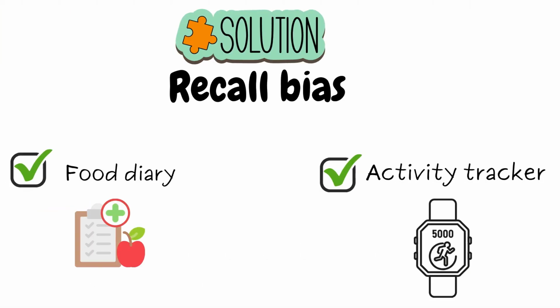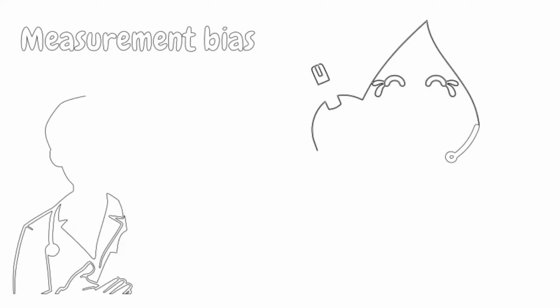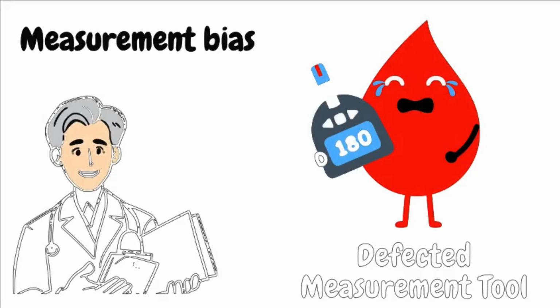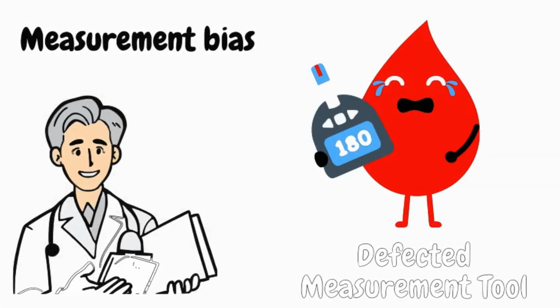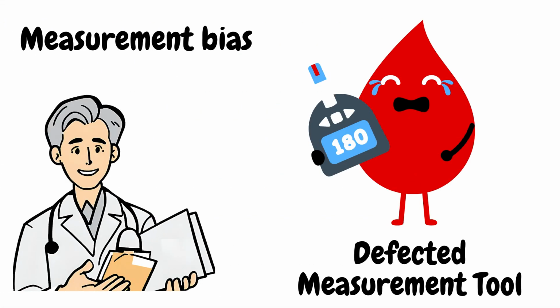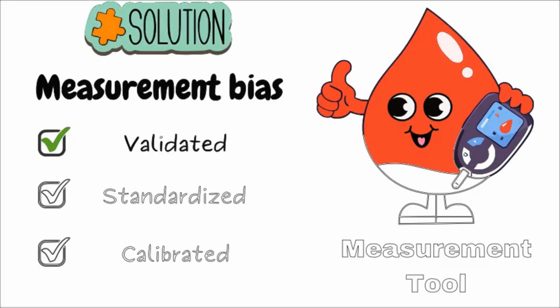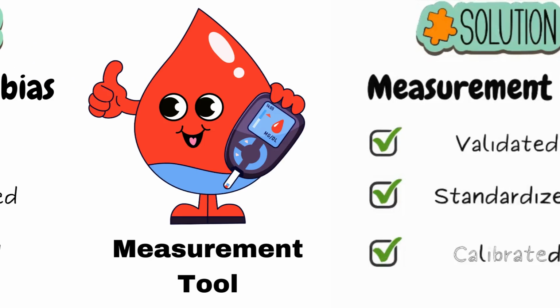Dr. Alex also measures blood sugar levels, but there's an issue. The glucometer he's using gives slightly incorrect readings. This is measurement bias, and it could mislead his conclusions. To fix this, he switches to validated, standardized measurement tools and ensures calibration.